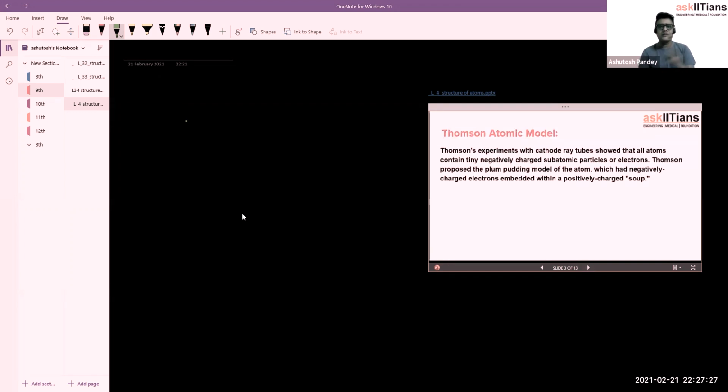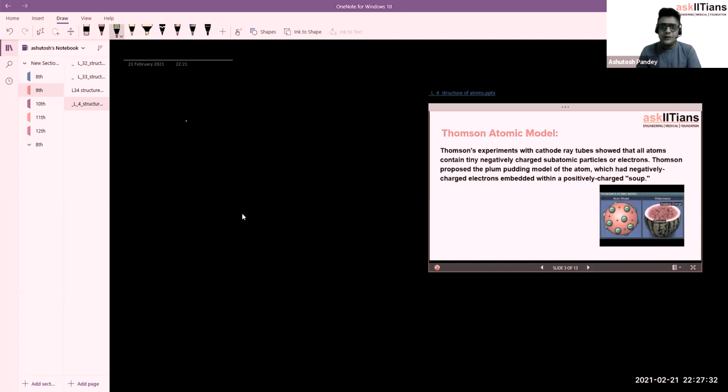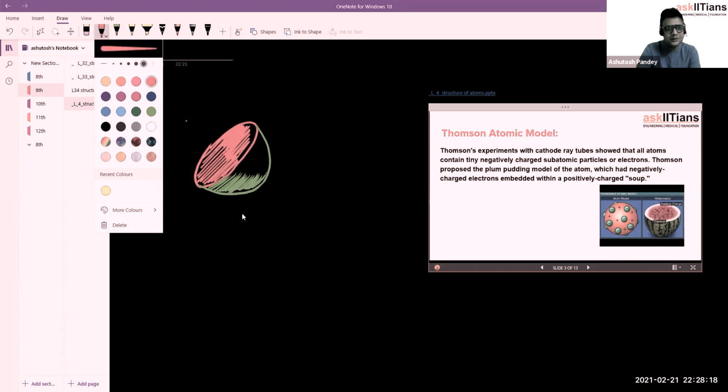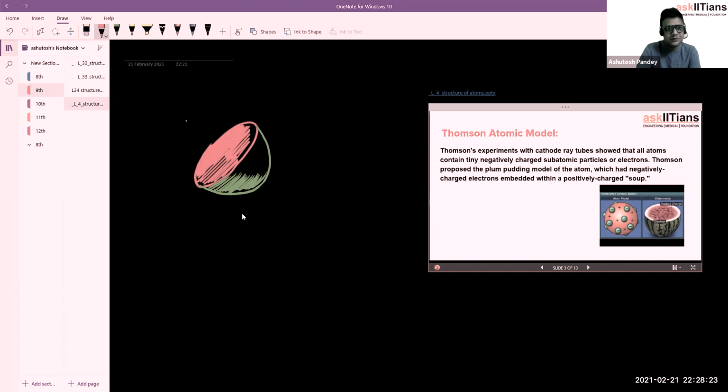So what was Thomson's atomic model? Thomson proposed that the atom is like a watermelon. I am drawing here half a watermelon like this. In this watermelon we have this red part, the red edible part, which we love to eat. Let me increase the size of this, and then it will be easier for me to fill this. So this is the watermelon.